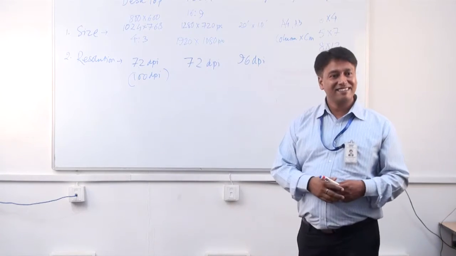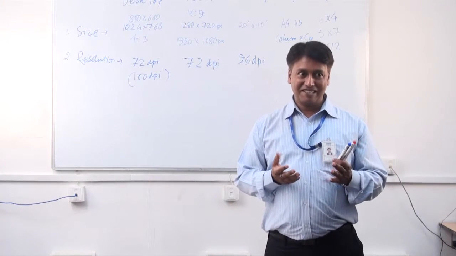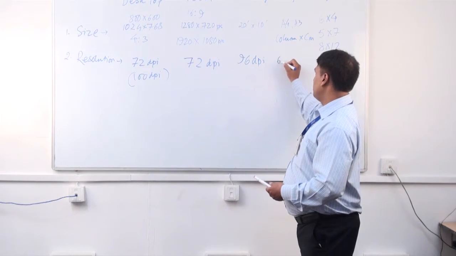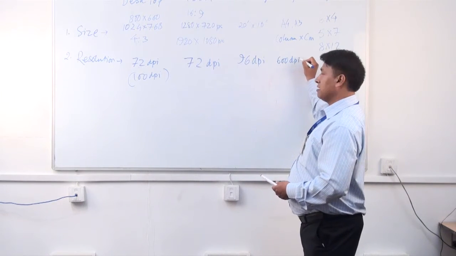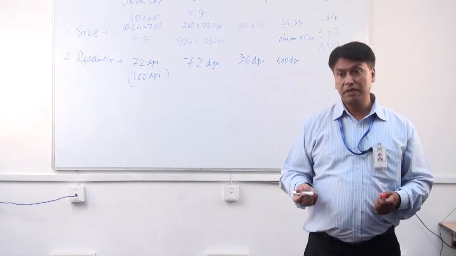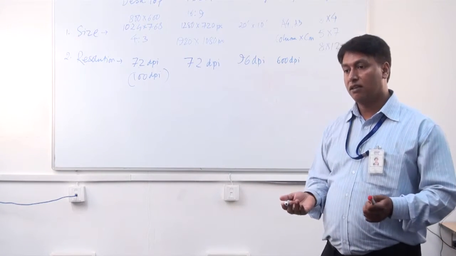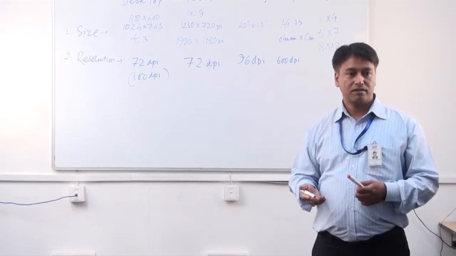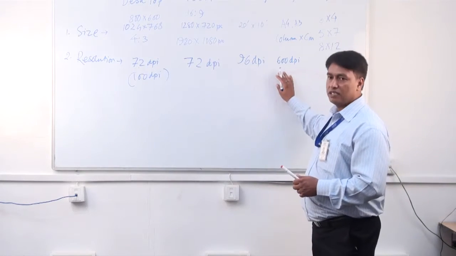Then what about magazines? You watch it closely, so it has to be high resolution. So normally we have it 600 dpi. That depends upon the magazine. If it is of very high quality, then it may have higher resolution also. But normally for magazines we keep it 600.